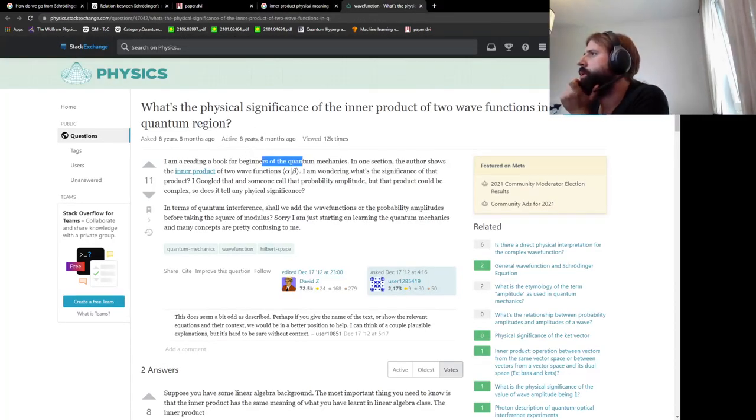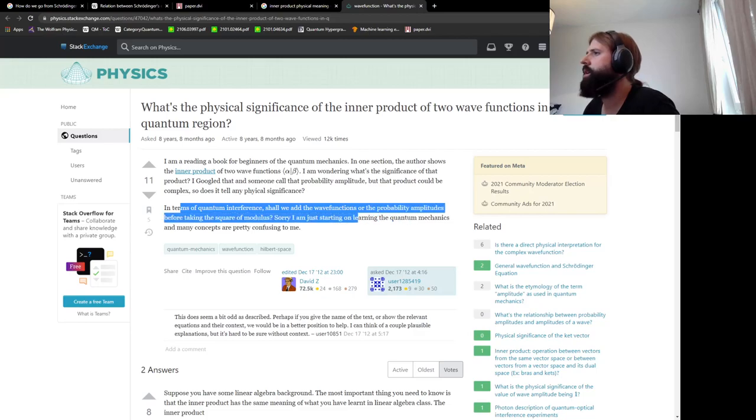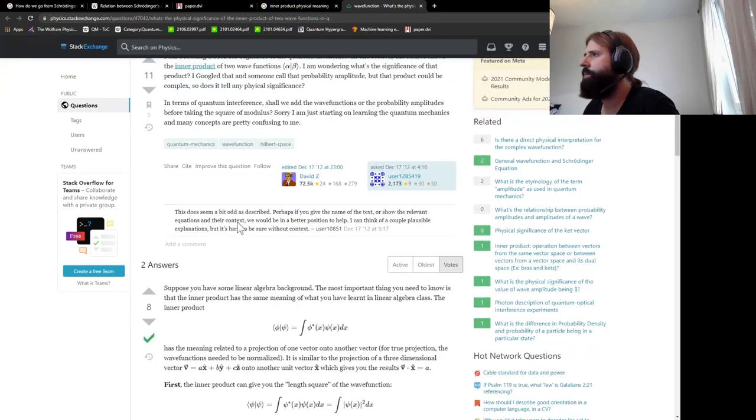So I'm reading a book for beginners of quantum mechanics. In one section, the author shows the inner product of two wave functions. I am wondering what's the significance of that product. I googled that. It's not called the probability amplitude, but that product could be complex. So does it tell any physical significance? So suppose you have some linear algebra background. The most important thing you need to know is that the inner product has the same meaning of what you have learned in linear algebra class.